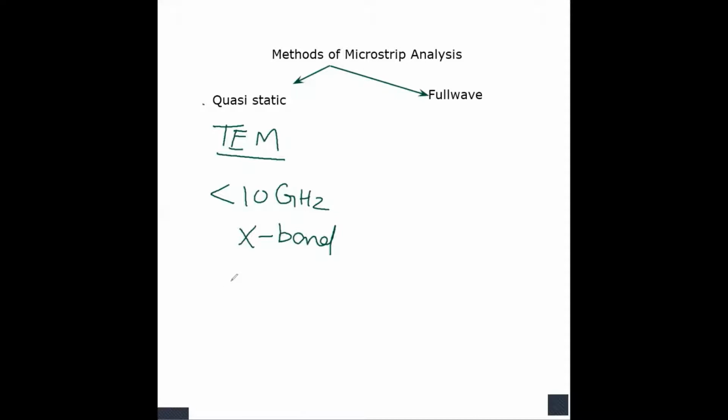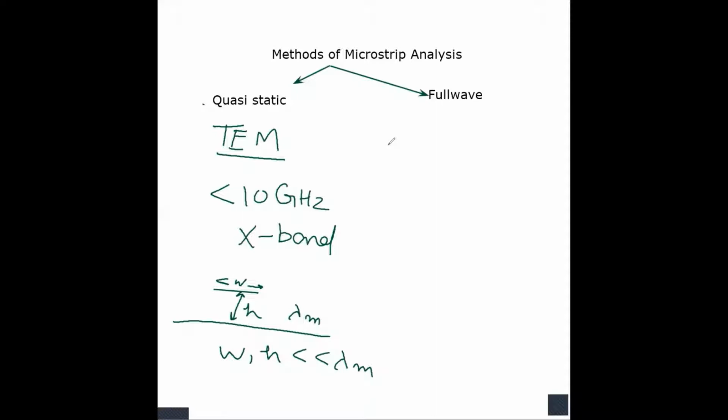Quasi-static analysis is adequate when the width of the microstrip and the thickness of the substrate are smaller than the wavelength in the substrate. So this is the wavelength lambda m in the substrate. That is, W and H are much smaller than the wavelength in the substrate. At that time we will use the quasi-static analysis, because most of the electric field is confined inside the dielectric substrate.